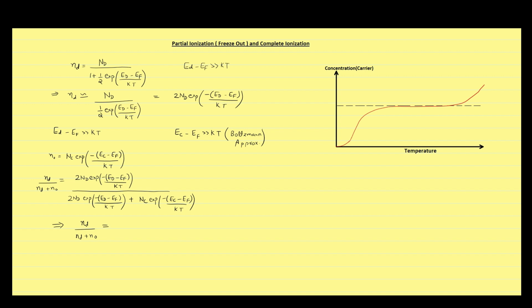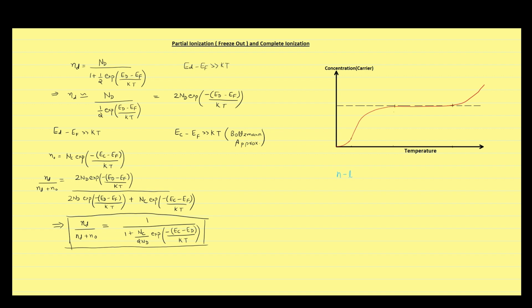The Fermi energy cancels out of this expression, and after rearranging the equation, we will get the final equation to be like this, in which you can observe that the factor Ec minus Ed is nothing but the ionization energy of the donor electrons. Similarly, we can also observe this data in the form of a graph.